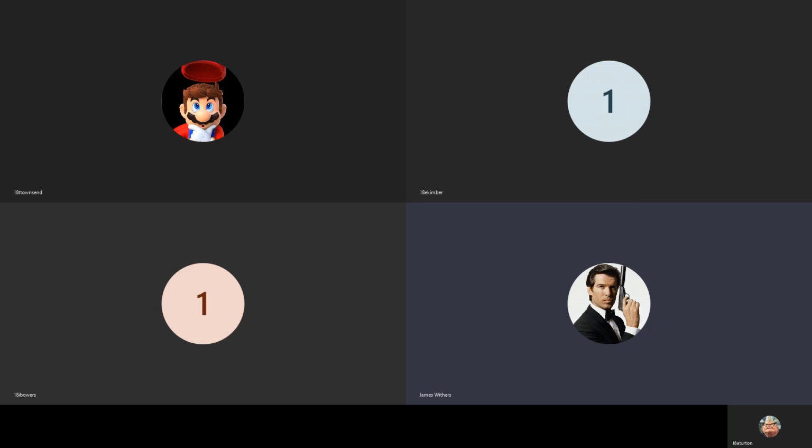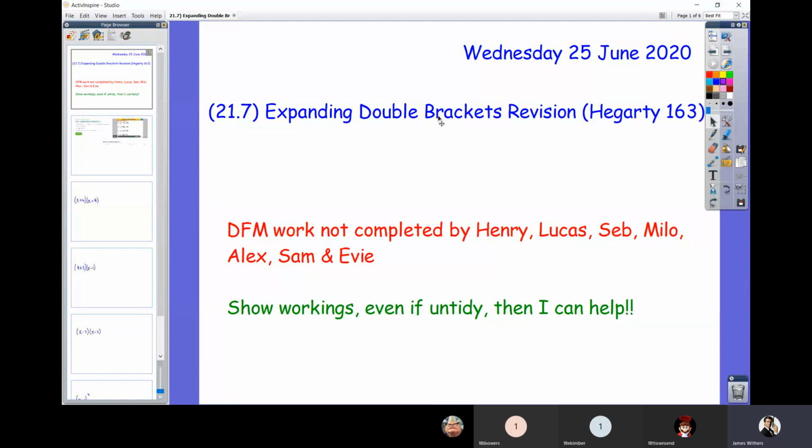So we are going to be revising how to expand double brackets, and that will be followed by homework number Hegarty 163, please. Now, quite a few of you still haven't got that Dr. Frost maths work even started yet. So that's Henry, Lucas, Seb, Milo, Alex, Sam and Evie. So once you've gone and done this double brackets revision, which shouldn't take you long, I need you to go and try and get onto the Dr. Frost website and have a go at those five questions I set on there.